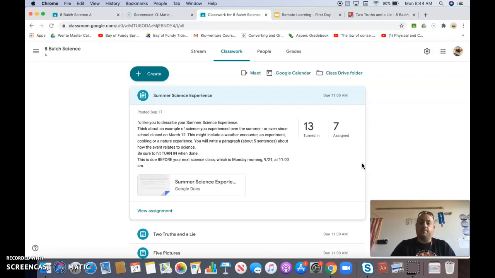All this stuff is due before or right at the beginning of your first block of this week. So for A block, that's 11 o'clock this morning. For B block, that's 1 o'clock this afternoon. And for C, D, and E, that's tomorrow, Tuesday, at either 9, 11, or 1 o'clock for C, D, and E blocks.